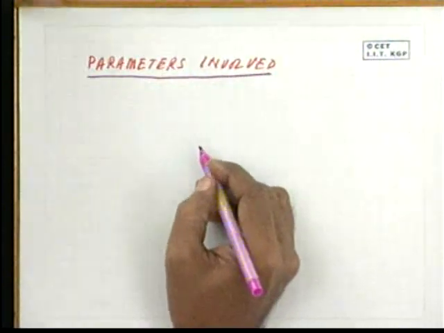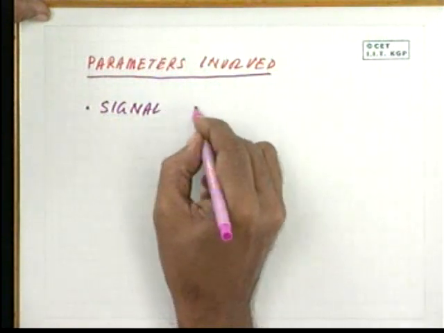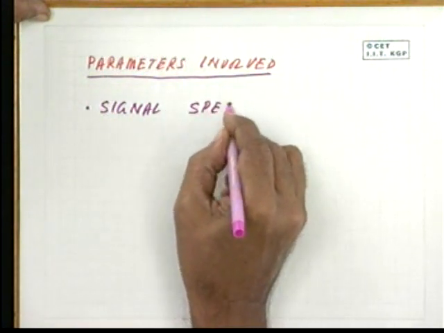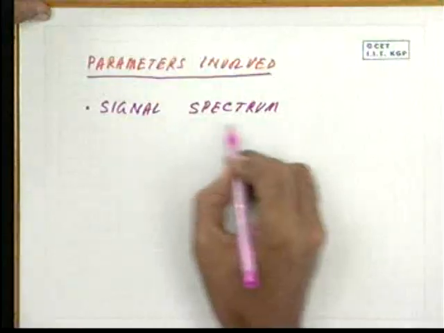First of all, signal spectrum. Your data has some signal spectrum. We have already discussed for different types of data, voice, video, and so on, what are the different spectrums possible. Now, after doing the encoding, the spectrum will change.